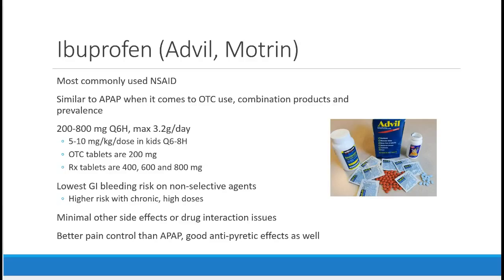All right, ibuprofen. Most commonly used NSAID, Advil or Motrin are the brand names. You'll see a lot of combination use with ibuprofen, and this is another drug that's combined with a lot of different things, cough and cold medicines and whatnot. I've got the dosing there for you. Max 3.2 grams per day. That's a pretty high dose. You rarely see people go up to that.